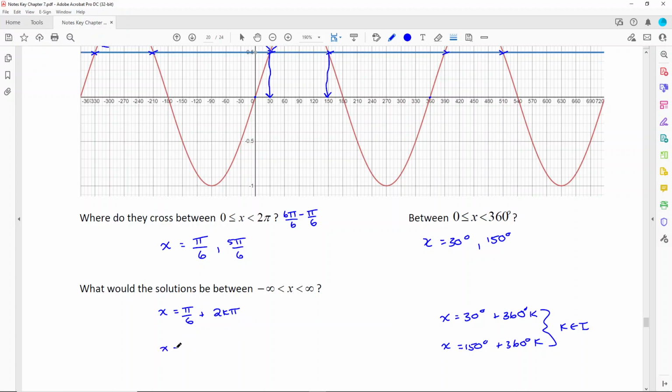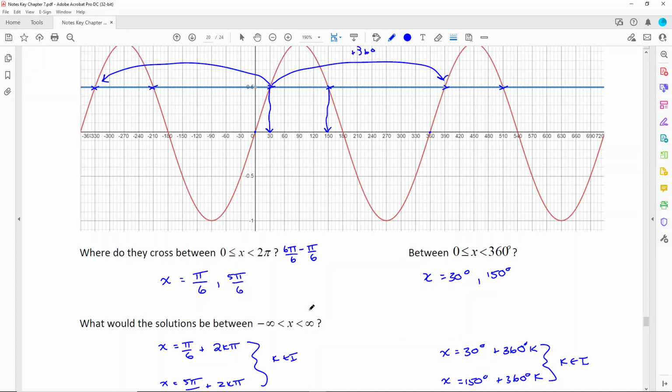In fact, other textbooks I've used always use an n. I don't know why this textbook randomly uses a k, but that's okay. And then we'd have our other solution at 5 pi by 6 plus every cycle, so every 2k pi. And again, I like saying that k is an element of the integer system, but your textbook doesn't. All right, so that's how we got the solution off the graph.